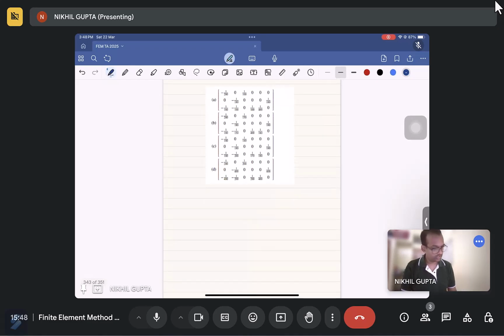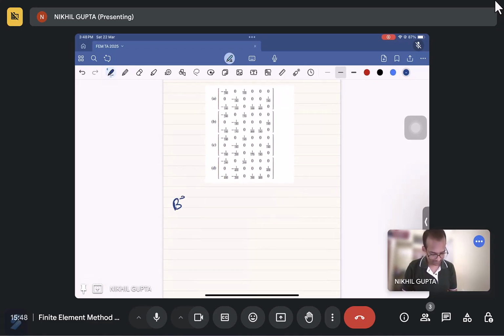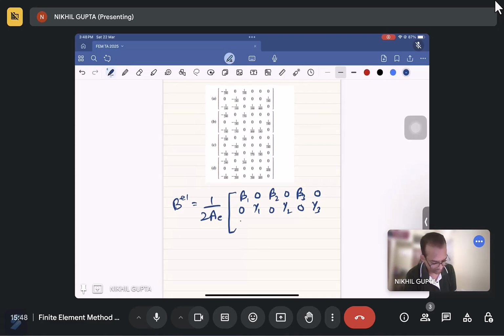Okay, so the B of the element, we know it is 1 over 2A of the element, times the matrix with rows beta 1, 0, beta 2, 0, beta 3, 0; then 0, gamma 1, 0, gamma 2, 0, gamma 3; and then gamma 1, beta 1, gamma 2, beta 2, and gamma 3, beta 3.